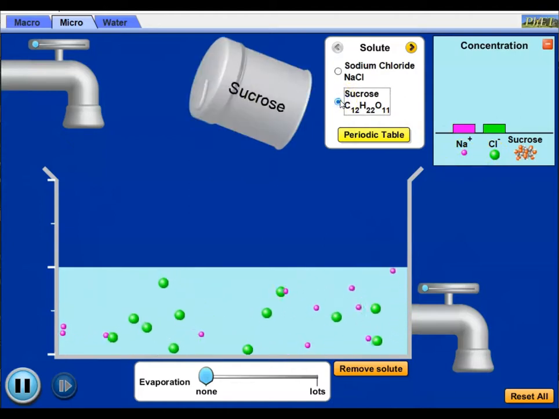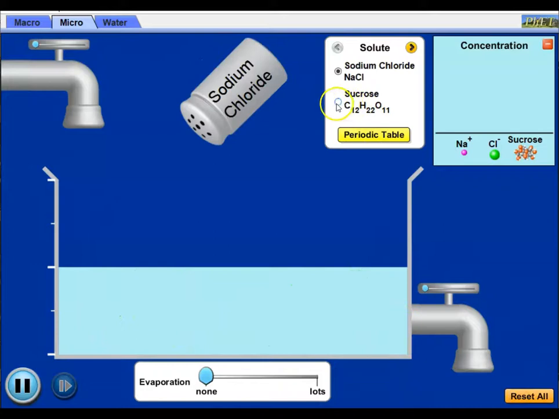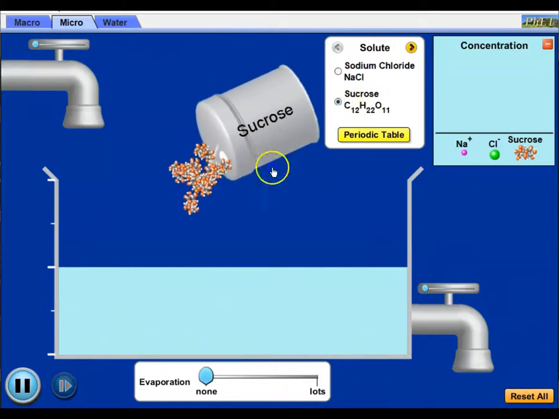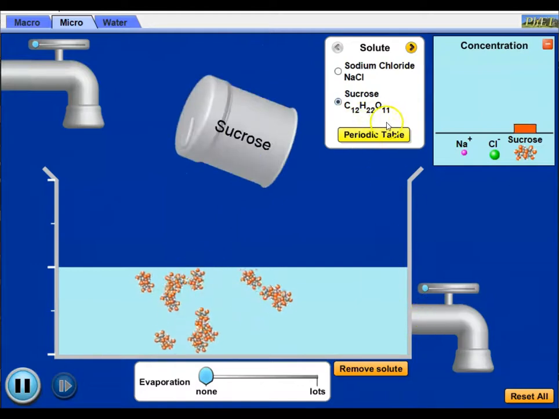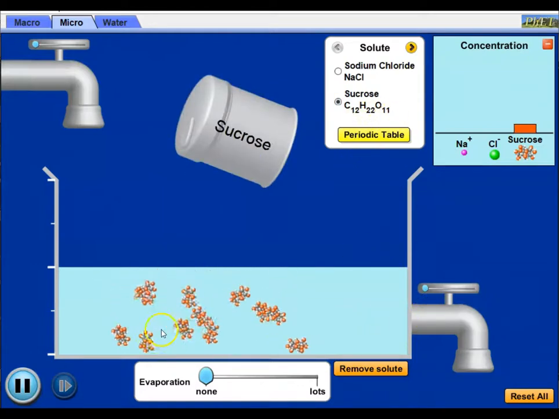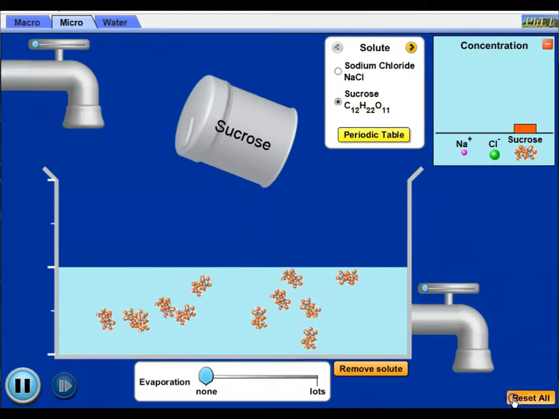Now let's switch, and we're going to reset. I'm going to switch to sucrose, and I'm going to shake in my sucrose. And sucrose is C12H22O11, and you will notice it is covalent. It does not break apart.